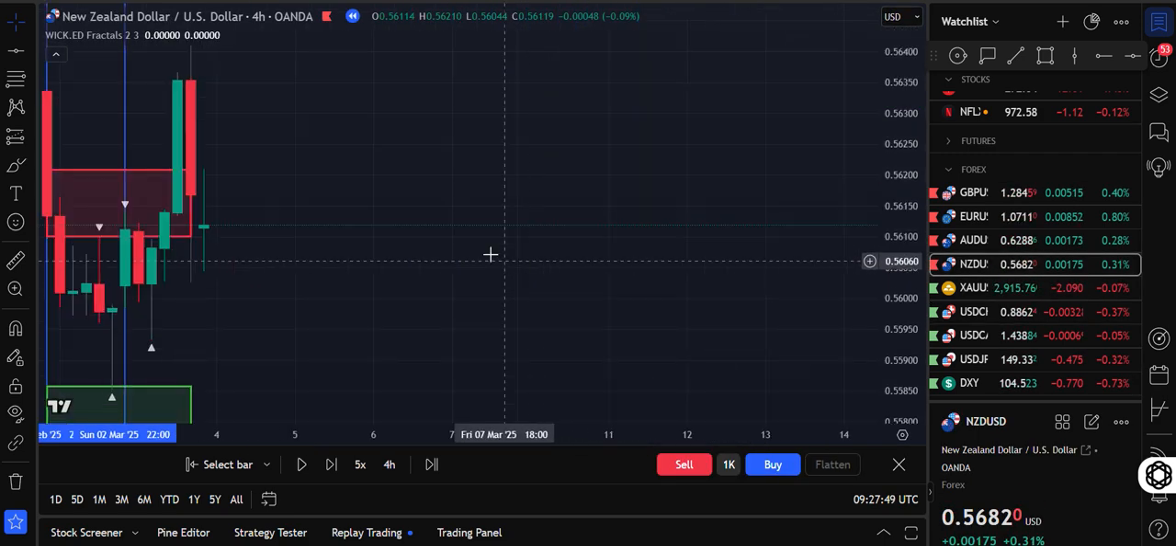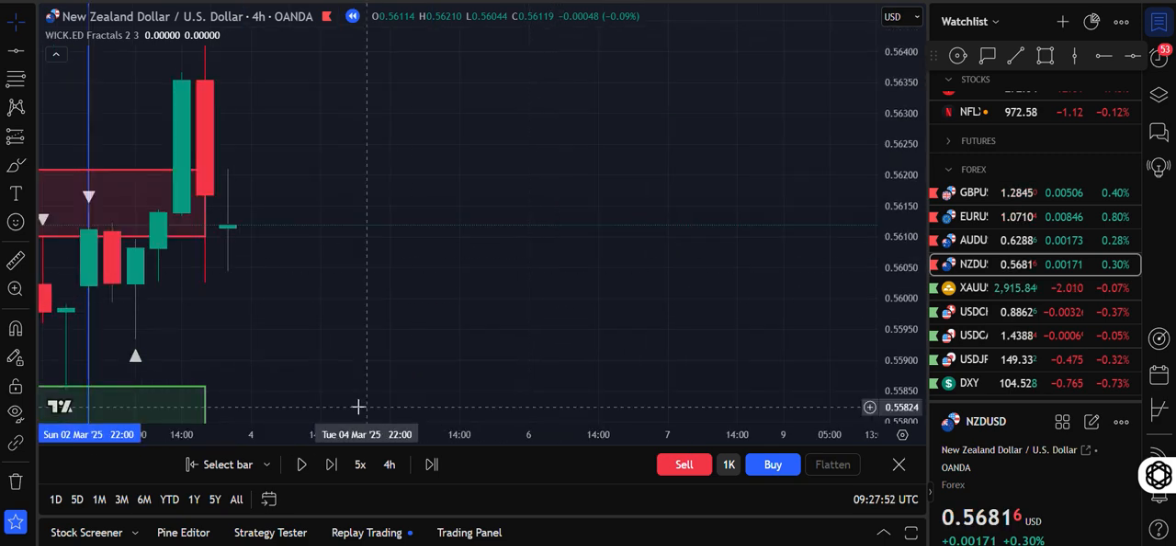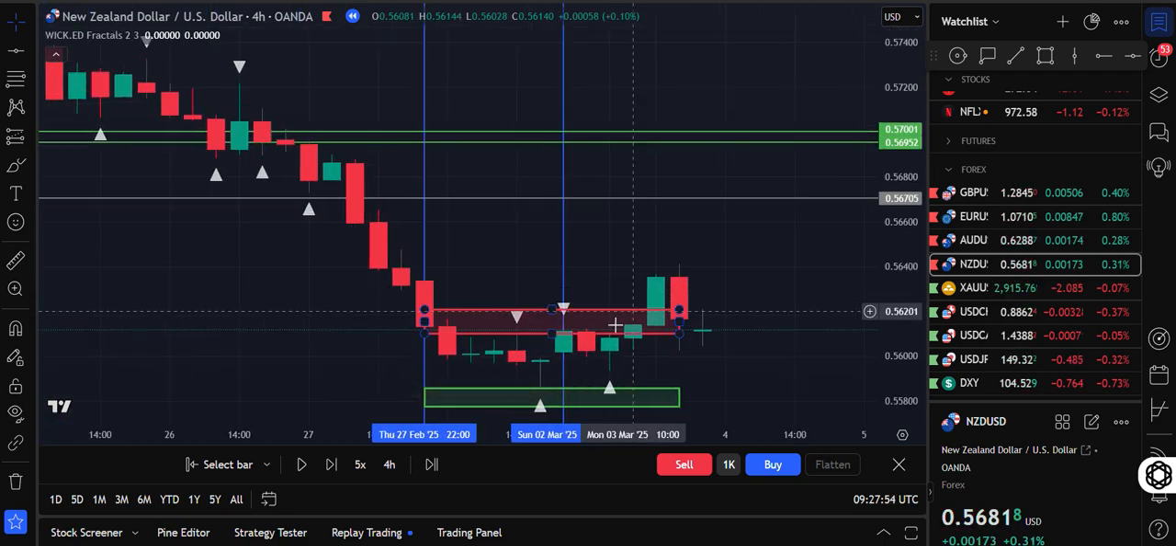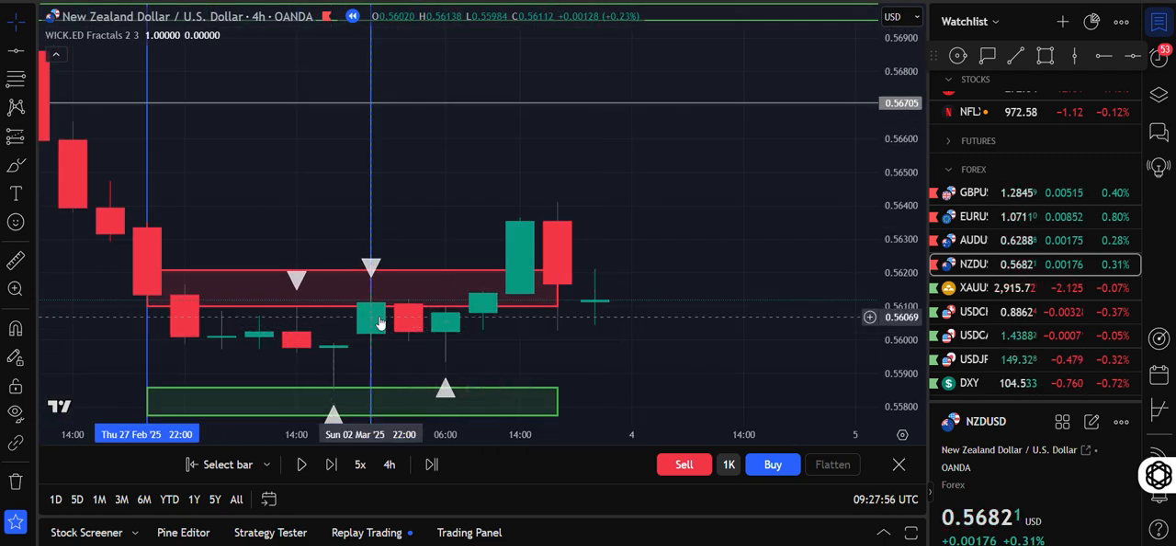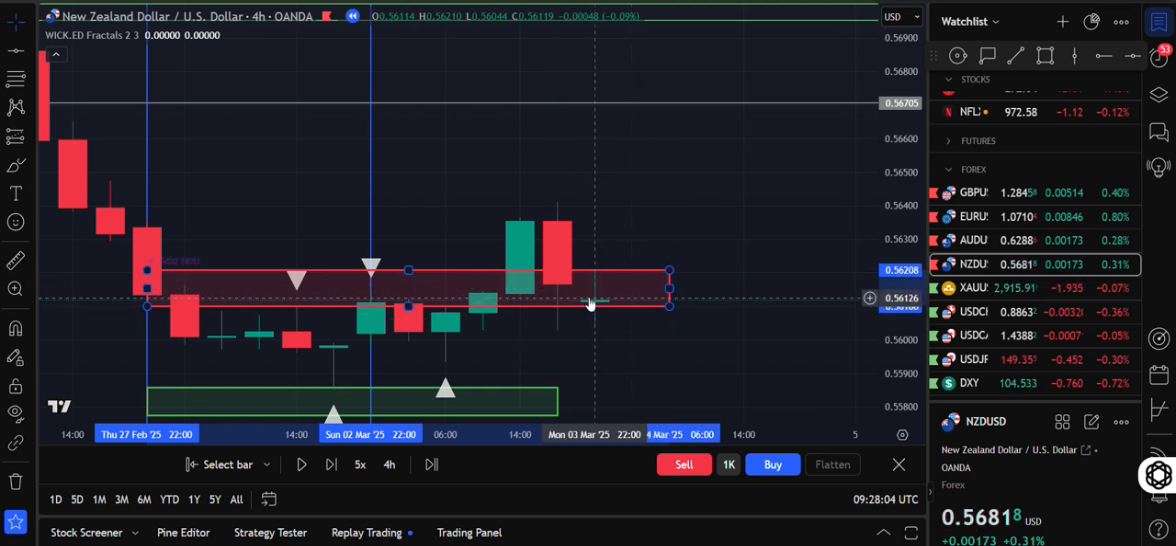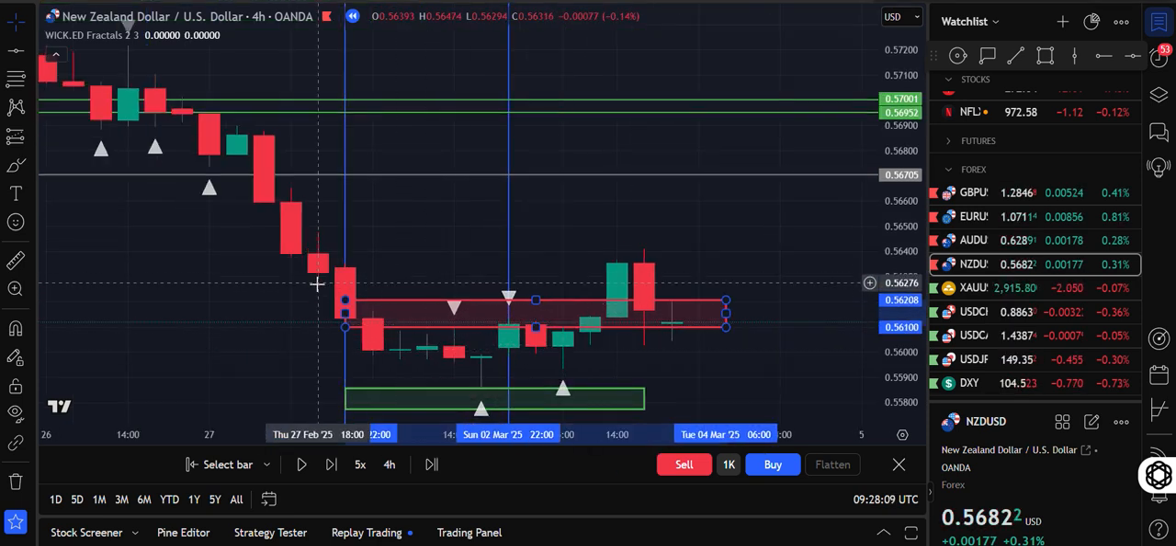Right, let's move on to NZD. As I said on NZD, it is a slow moving pair. Here we are, Sunday, Monday. This is the full day. Now we have taken up quite a big move and we've closed above, but then we've closed back on this area again here, which is kind of not much of a big movement at all.